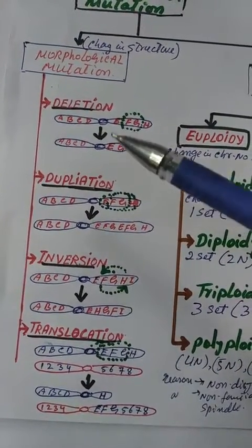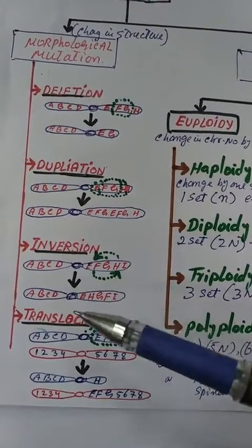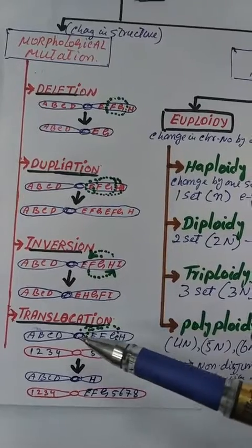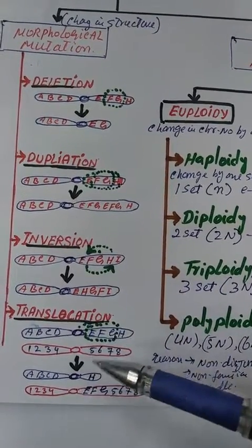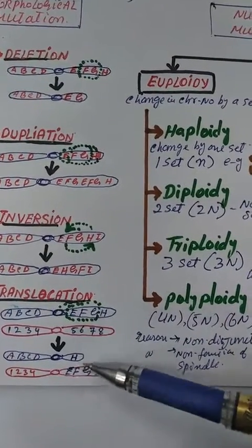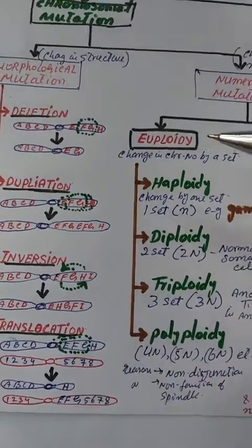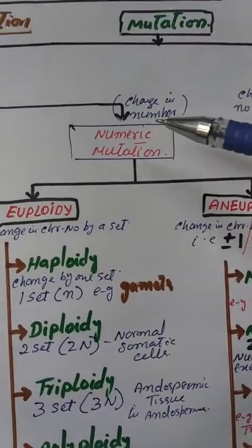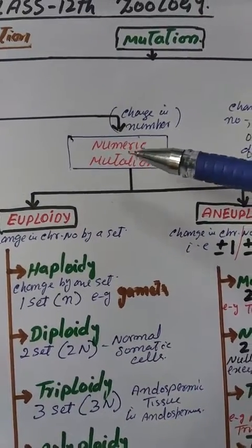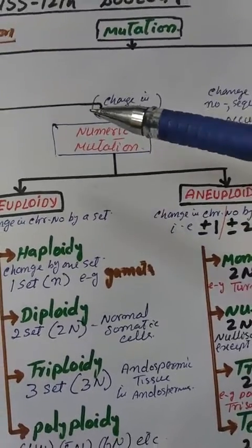Now, another example of this chromosomal morphological mutation is translocation. Here, separation of a chromosome segment takes place. Then the broken segment is attached to a non-homologous chromosome, as is seen in this sketch. Now, the second type of chromosomal mutation is called numeric mutation, in which a change in the number of chromosomes occurs.